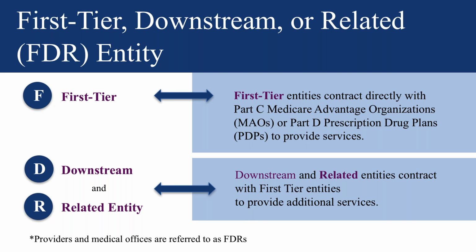And now we get to the second part of this acronym. So we've covered the F. Now we're going to look at D and R, which are downstream and related entities. And these downstream and related entities contract with first tier entities to provide additional services.